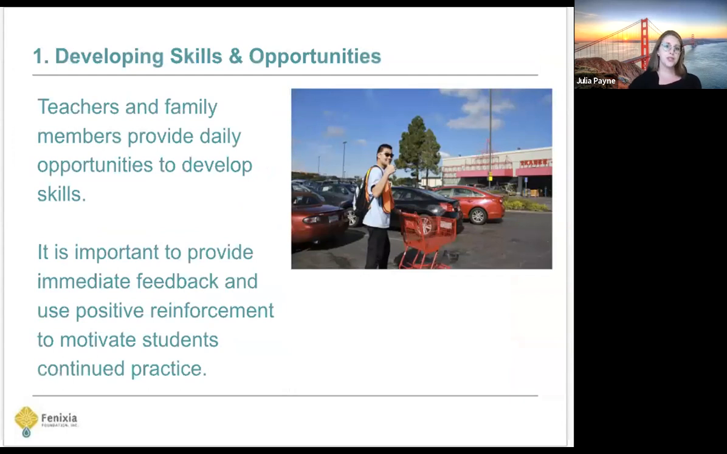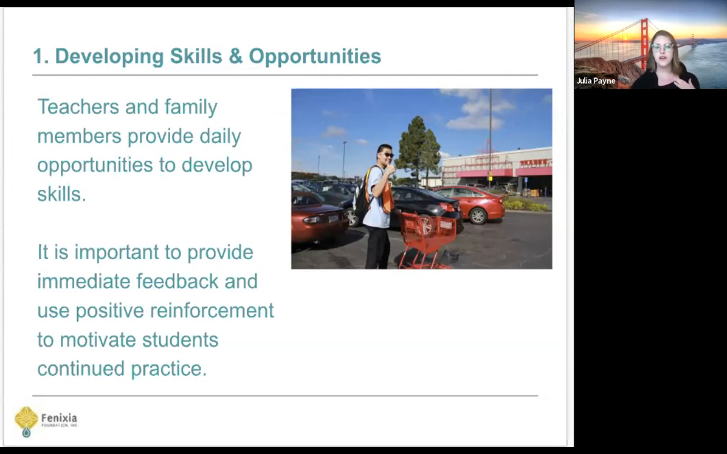So to really develop those skills and opportunities, teachers and family members need to provide those daily opportunities to develop skills. A student is not going to become independent after one time teaching it. You need to do it every day. Repeat, repeat, repeat. If it's going to the grocery store, bring that student with you. If it's your family member, bring them with you. Have them help you. Give them one task to do. Give them opportunity to become independent.